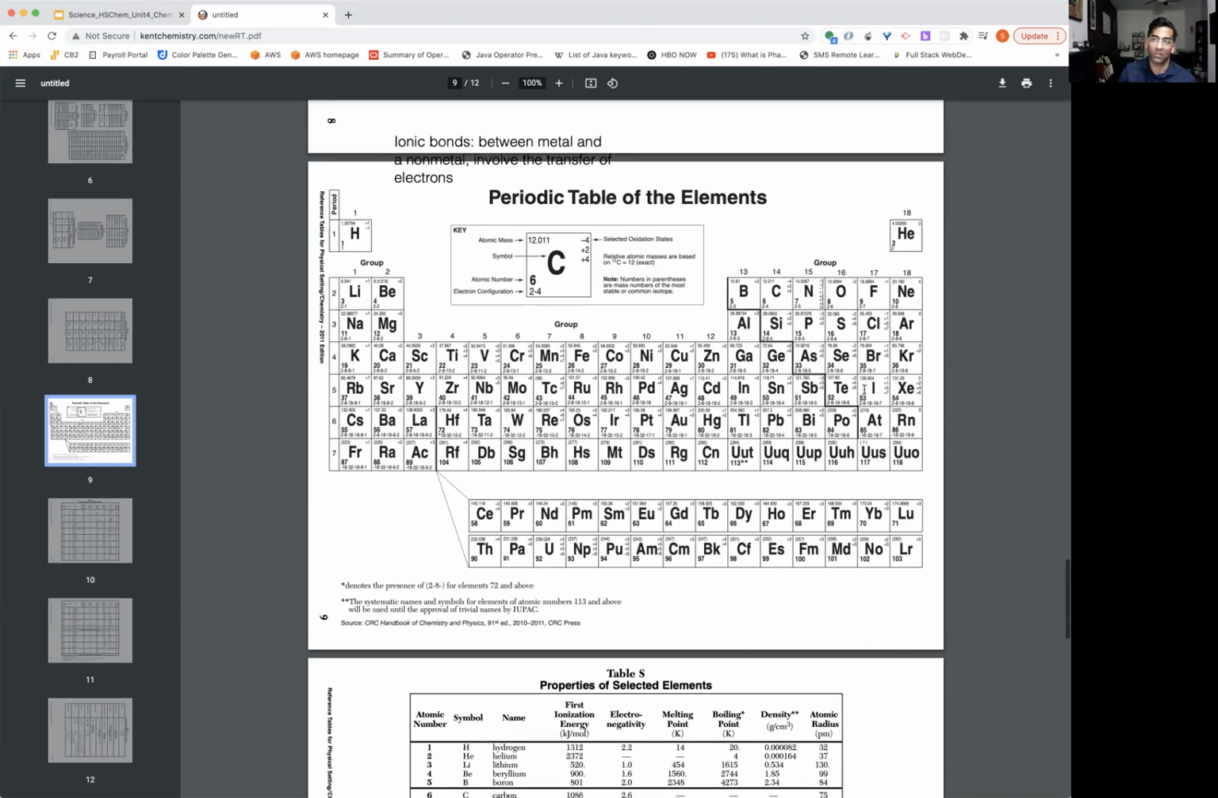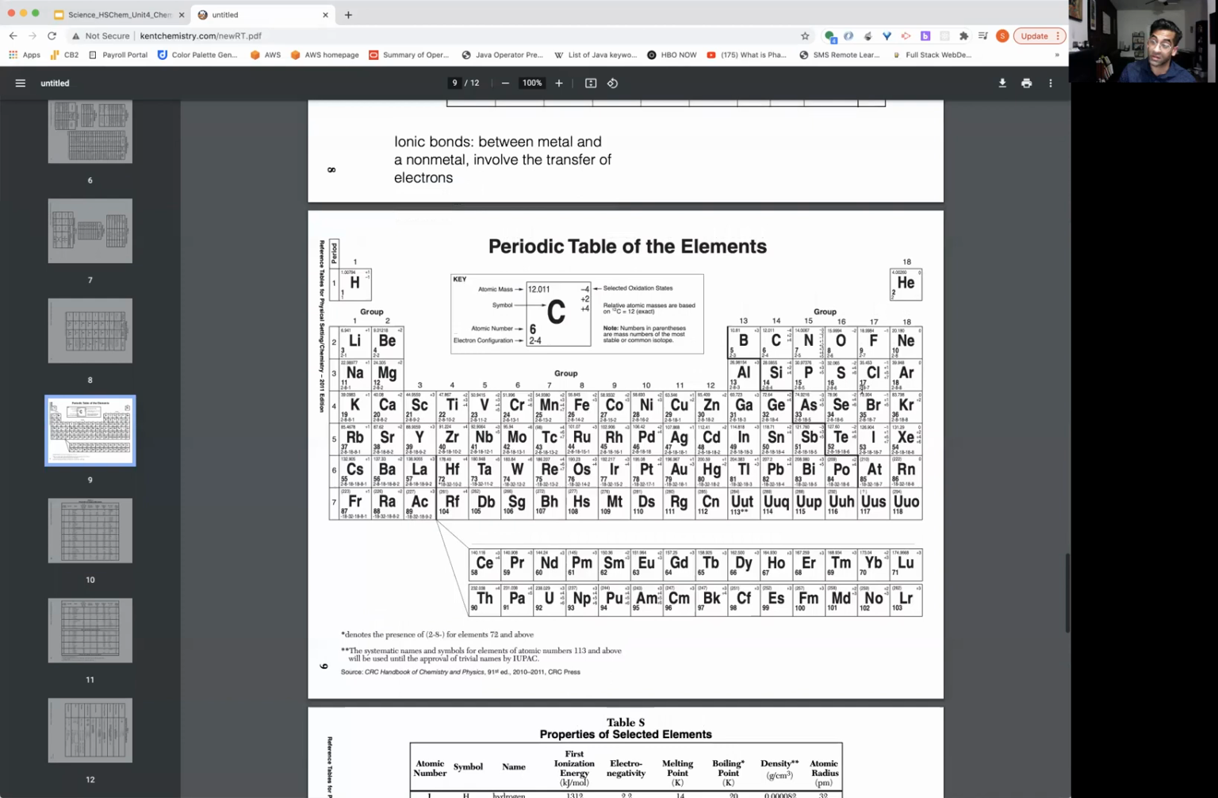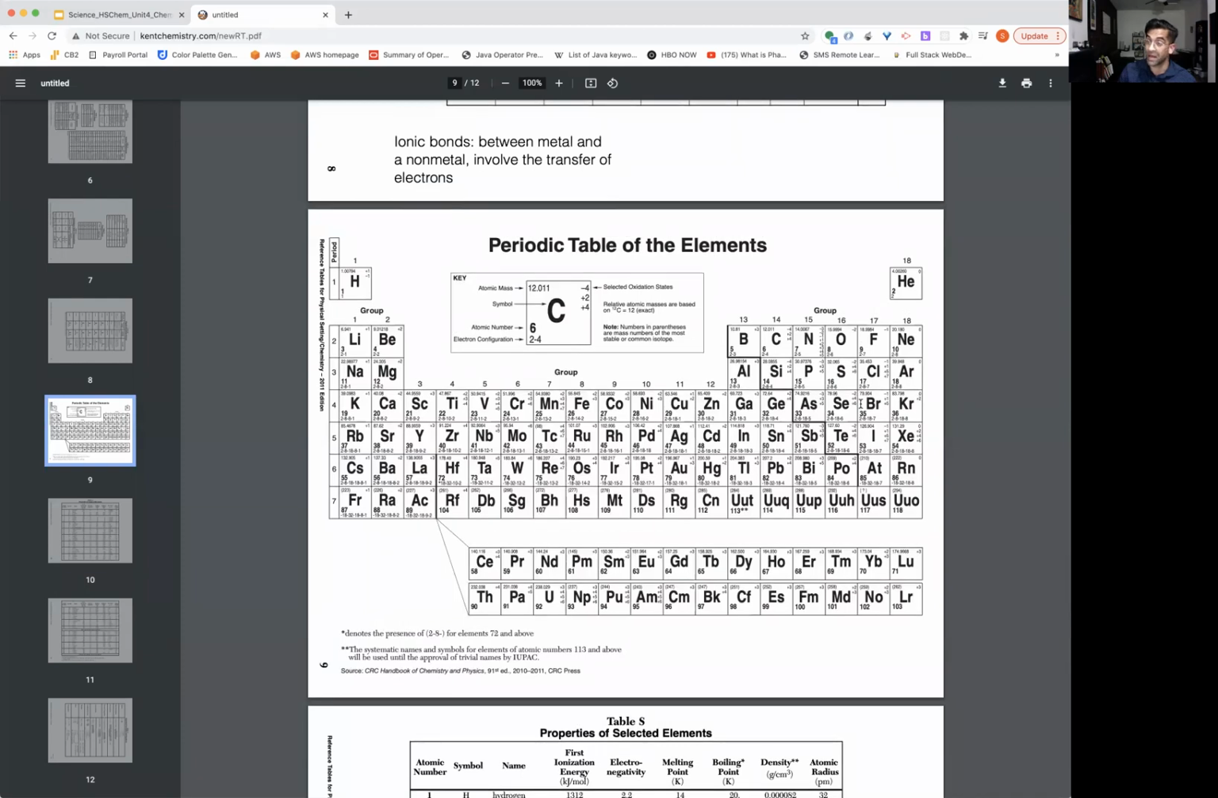And that's why when we're drawing Lewis dot structures, we'll have brackets and a charge on each of these elements. We'll have a positive charge on the ones that give up electrons and a negative charge on the ones that take them, because there will be an imbalance between the numbers of protons and electrons in the elements involved in an ionic bond.